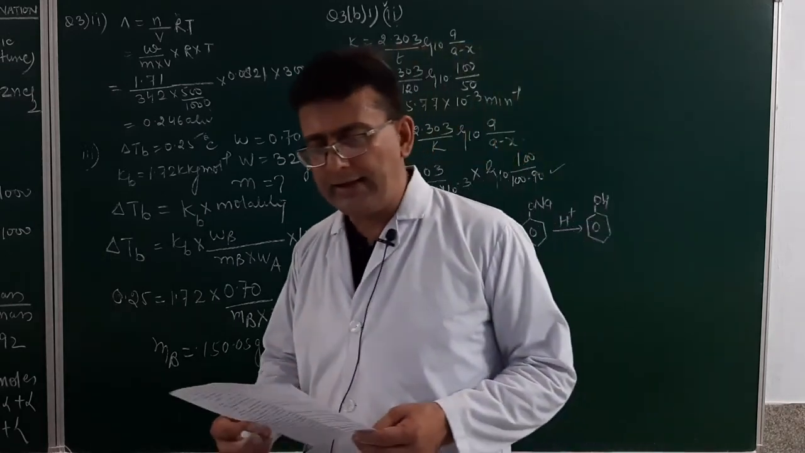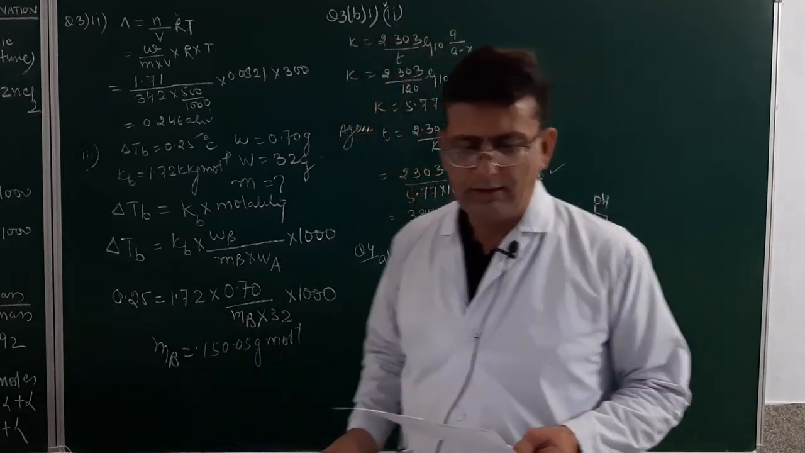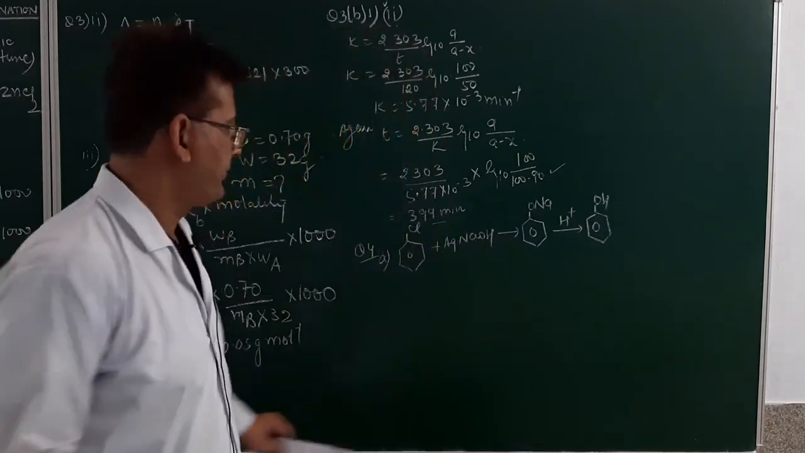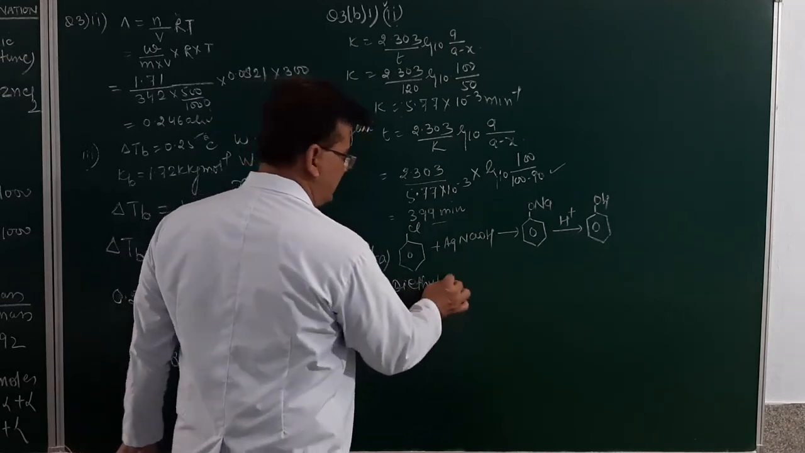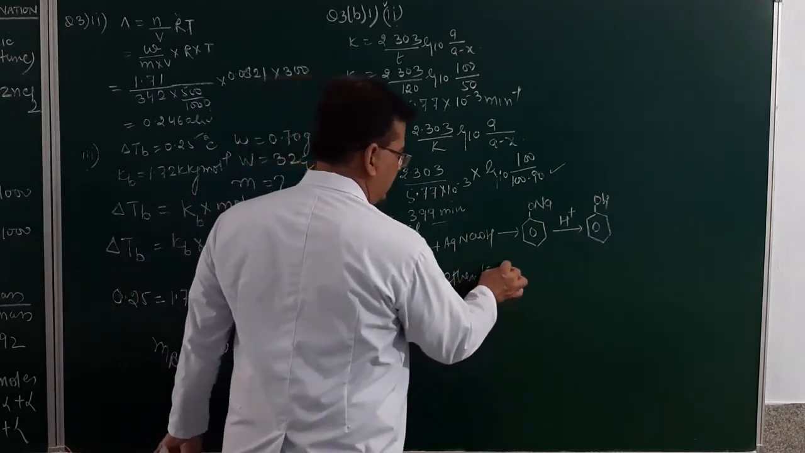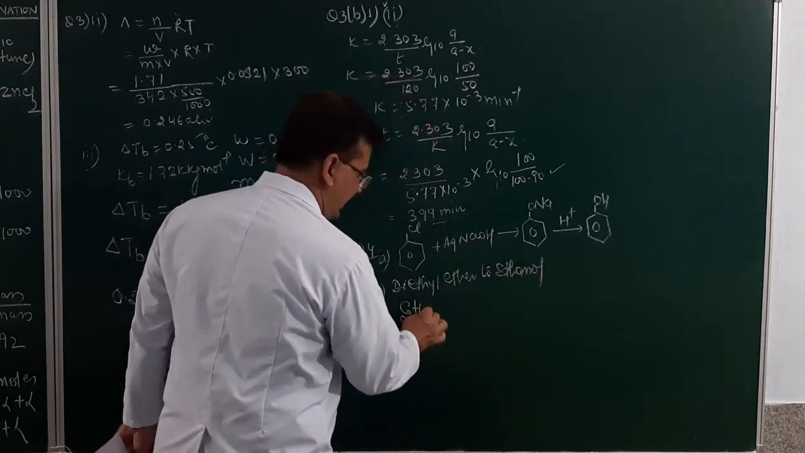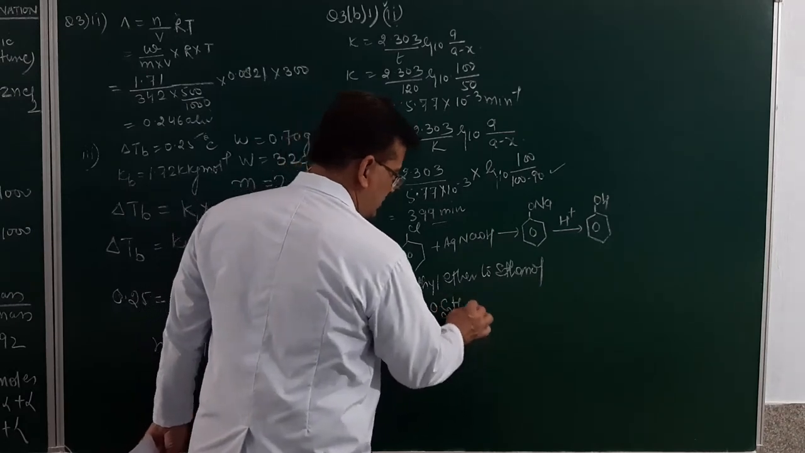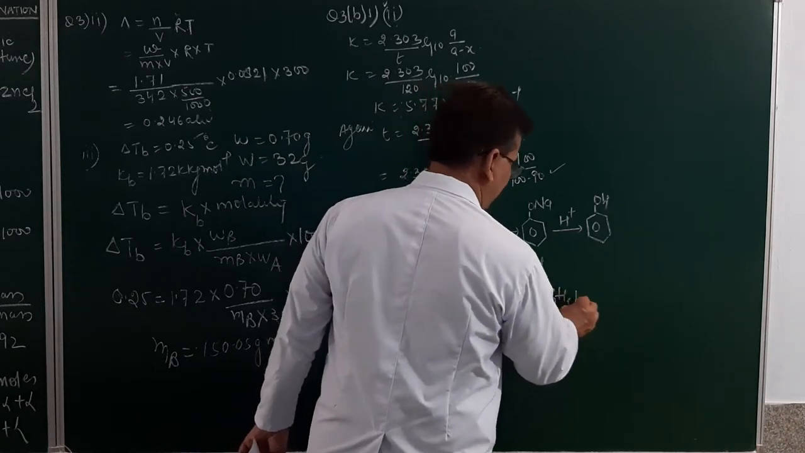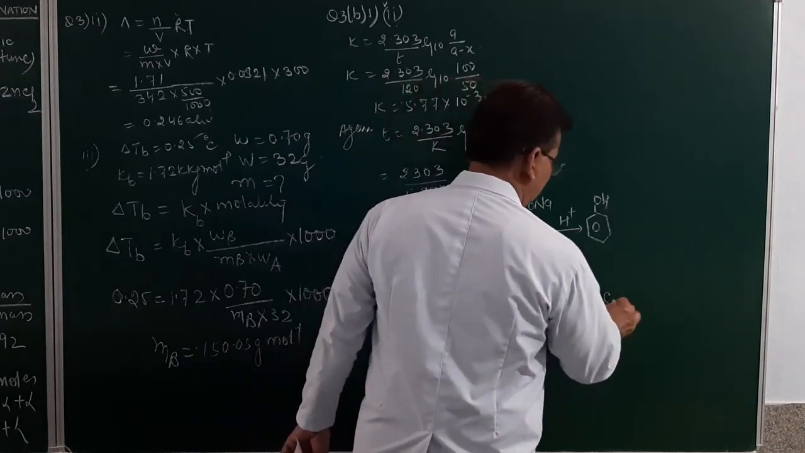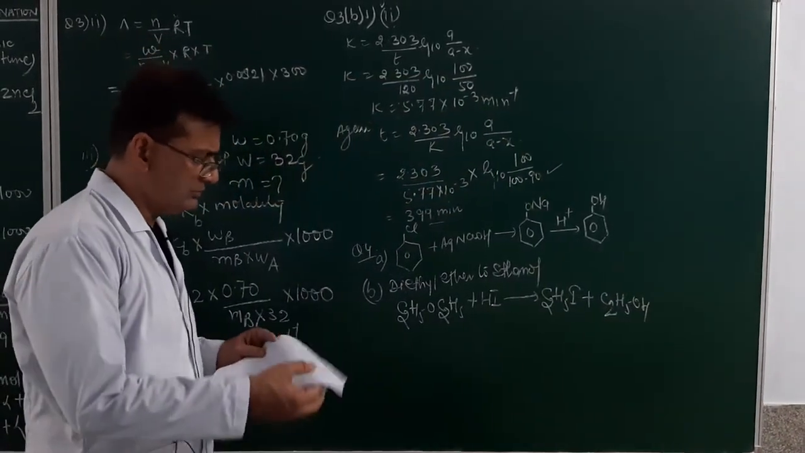Yes? Second part is diethyl ether to ethanol. Again the reaction is very simple. Diethyl ether, when made to react with hydrogen iodide, will result in the formation of ethyl iodide plus ethyl alcohol. It depends on the hot and the cold condition. It can only be the product ethyl alcohol.